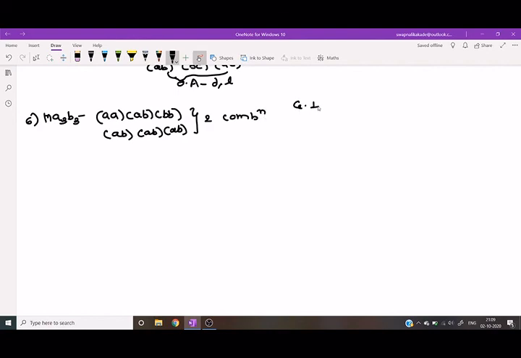Therefore geometrical isomer is 2 and optical isomer is here. It is optically inactive because this pair has same ligand. In these 2 pairs same ligand, therefore it is optically inactive. Therefore optical isomer is 0.